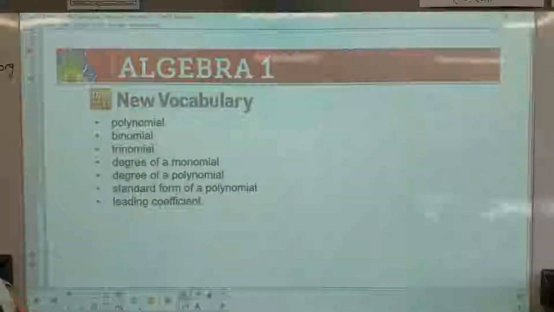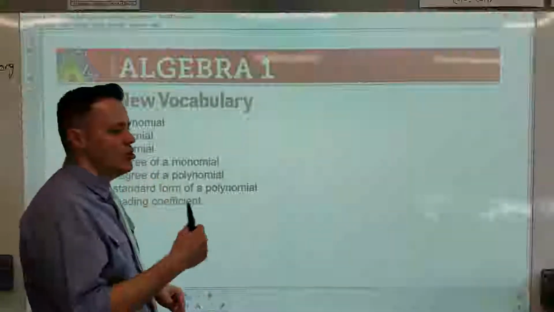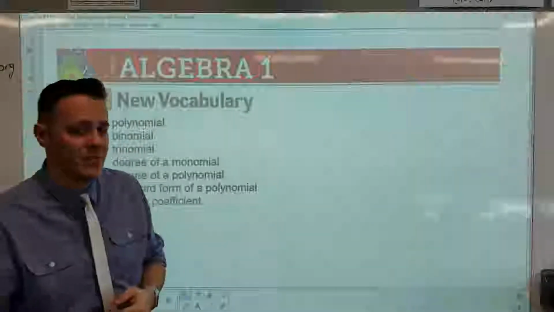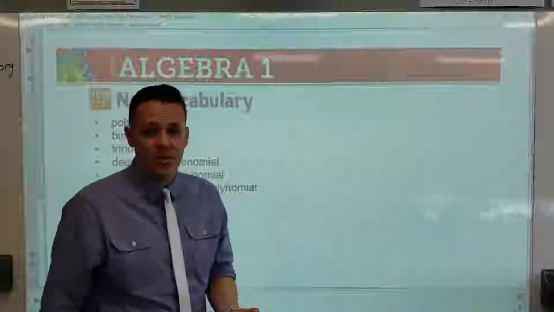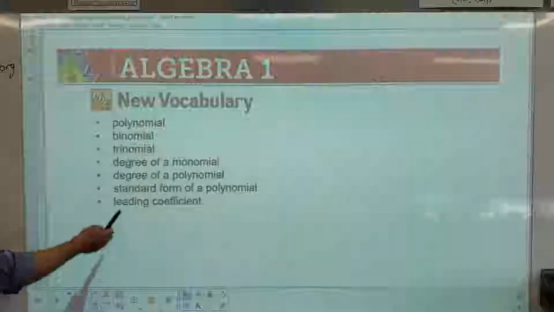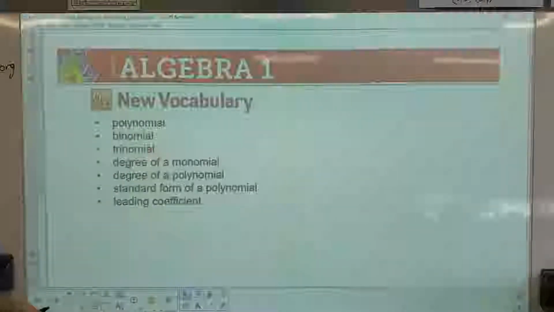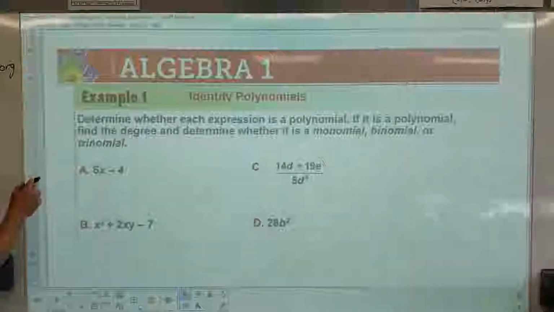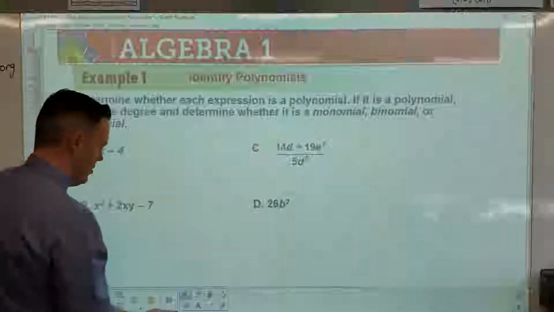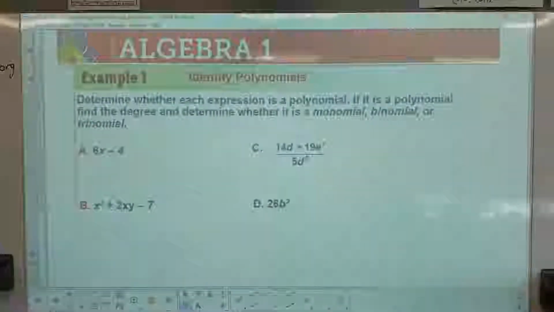Okay, so polynomial, binomial, trinomial. I have a lot of this in your notes, so please make sure you guys know what the difference is. And if I don't have it in your notes, please write it down in the margin. If you guys look in your book on 491, it gives you a really good explanation of these first 5 definitions. So let's get started. Determine whether each expression is a polynomial. If it is, tell me what kind it is and the degree.